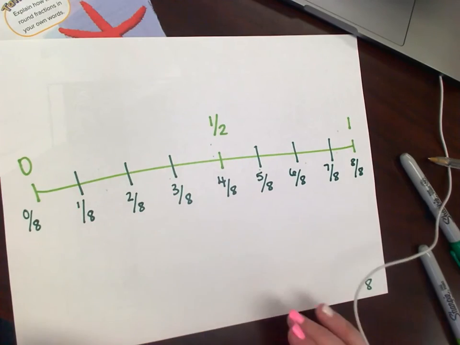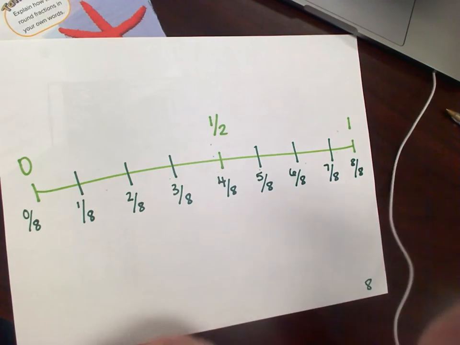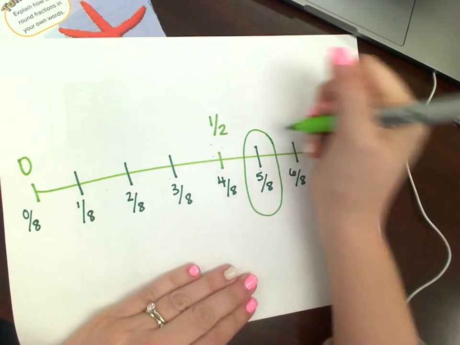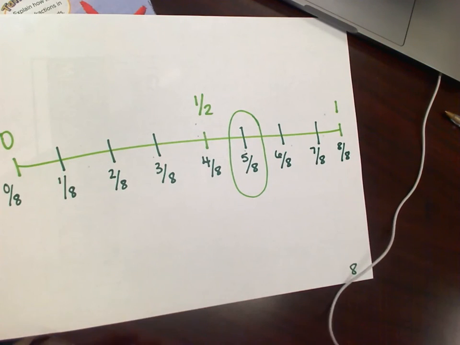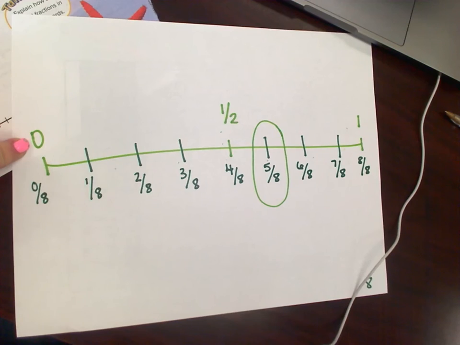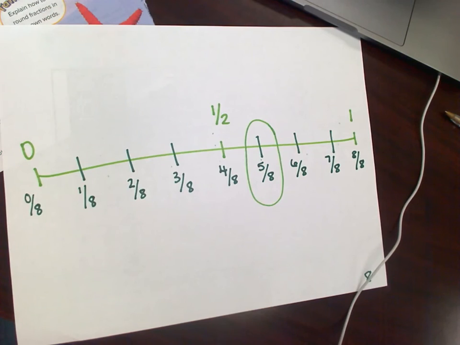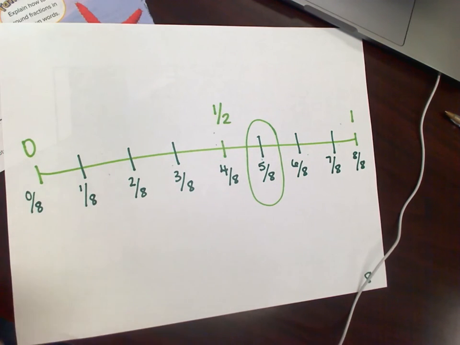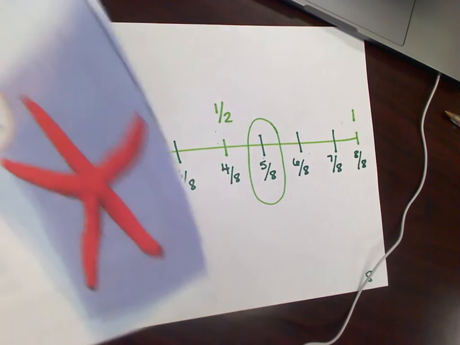All right, where is 5/8? That's what it needs us to find. Looks like 5/8 is right here. What is 5/8 closest to on the number line? 0, 1/2, or 1? The correct answer is 1/2. 5/8 is closest to 1/2 on our number line.